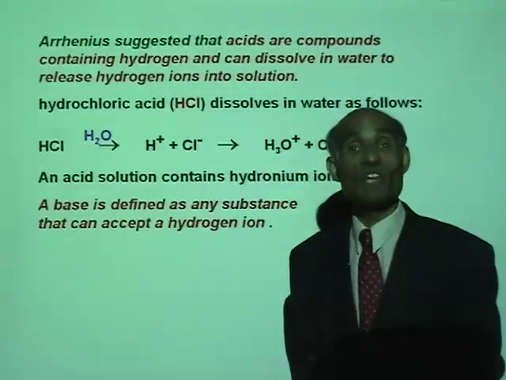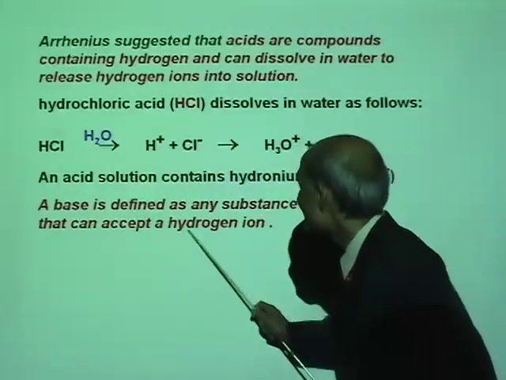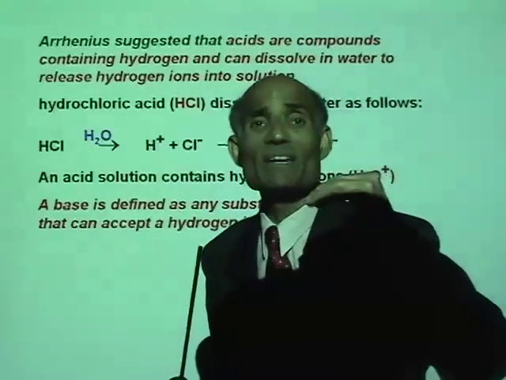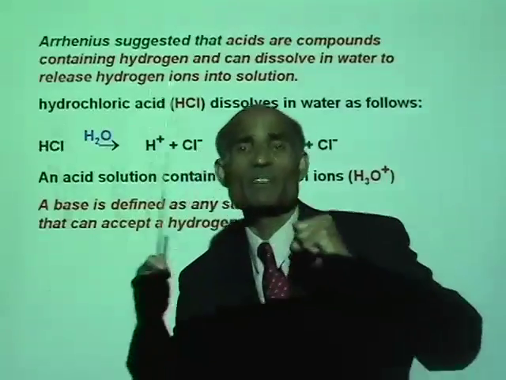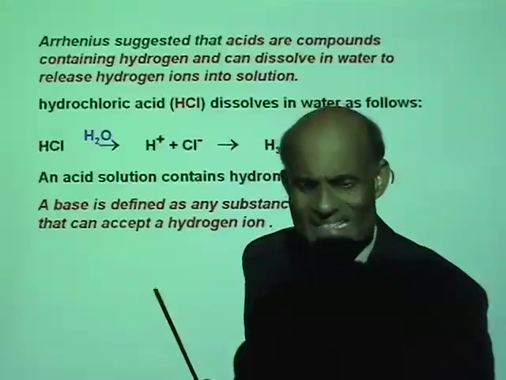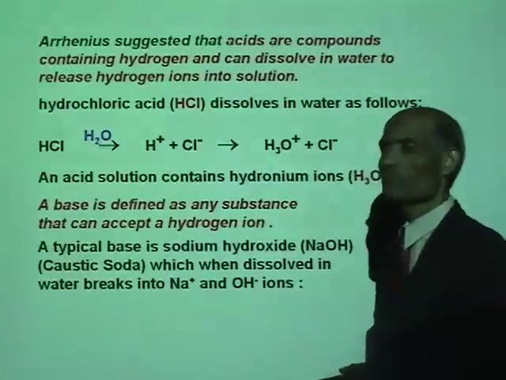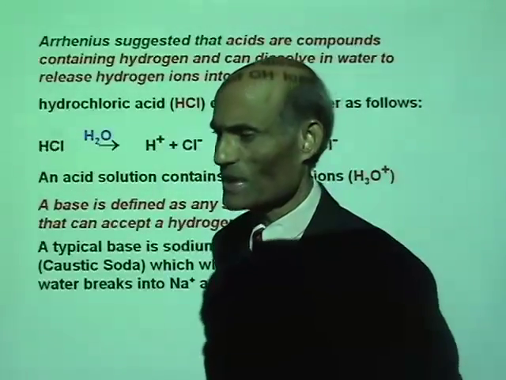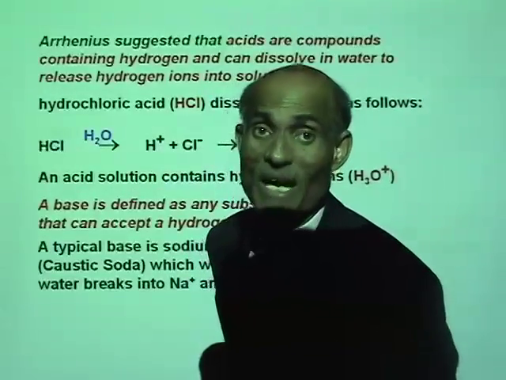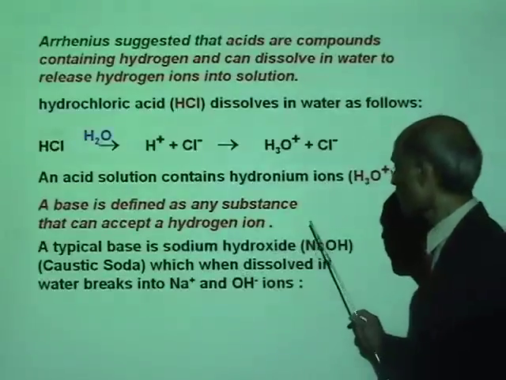A base, on the other hand, is a substance that can accept a hydrogen ion. You see, an acid releases a hydrogen ion. A base is a substance that can accept a hydrogen ion. A typical base is sodium hydroxide. In fact, what I have shown you here is sodium hydroxide. Now, caustic soda, we use that very often. Look at the formula for that.